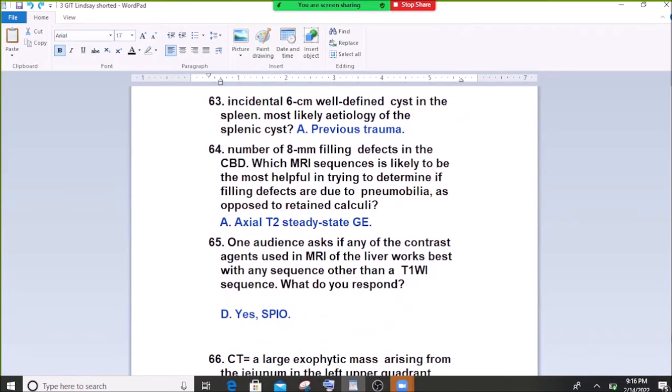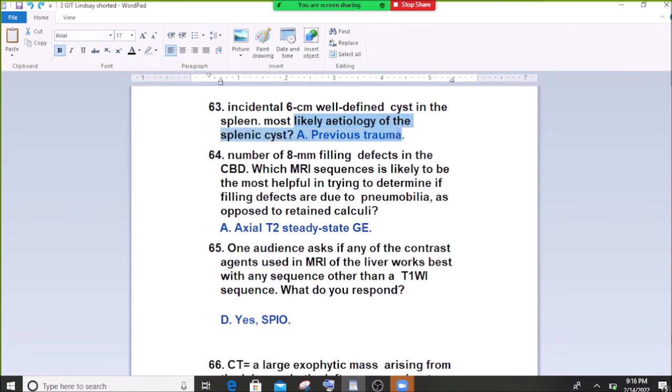63. Incidental 6 cm well-defined cyst in the spleen, most likely the etiology of the spleen cyst is post previous trauma. Traumatic spleen cyst.